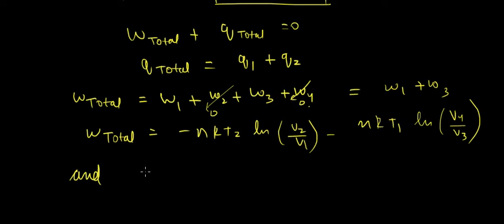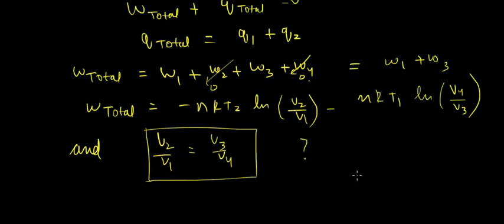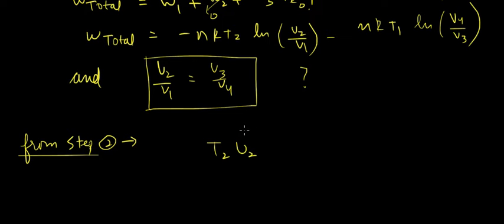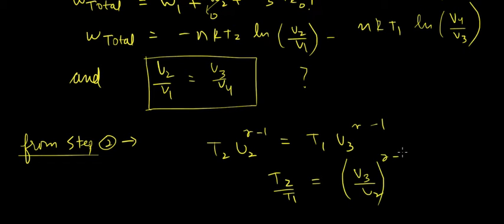We can also write that V2 upon V1 is equal to V3 upon V4. How can we write this? Let's see the derivation of the same. From step 2, which is adiabatic ideal gas expansion, we can write that T2 V2 to the power gamma minus 1 would be equal to T1 V3 to the power gamma minus 1. So we can write T2 upon T1 as V3 upon V2 to the power gamma minus 1.